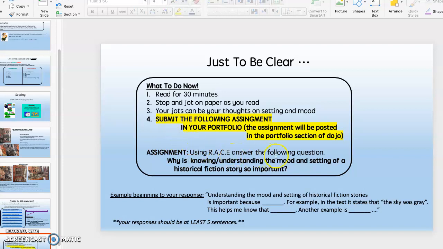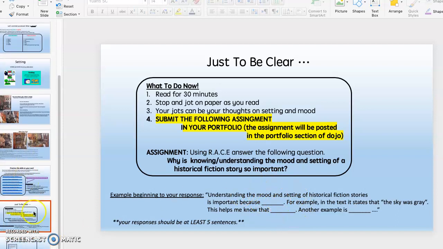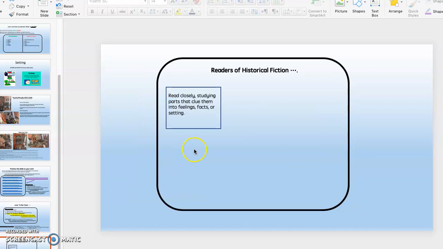Using RACE, answer the following question. Why is knowing and understanding the mood and setting of a historical fiction story so important? Here is an example. If you would like to pause the video here, I've given an example of how to respond. It should be at least 5 sentences, and here you have it. Finally, readers of historical fiction study parts that clue them into feelings, facts, or setting.